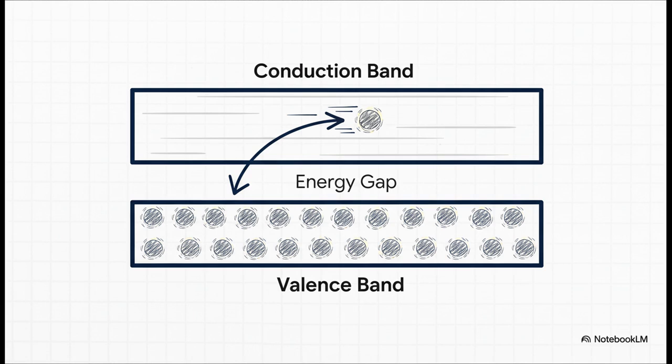The valence band, think of this as the home band. It's where the electrons normally hang out, holding the atoms together. Then, above that, you have the conduction band. This is the express lane, the superhighway. If an electron can get enough of an energy boost to jump up into the conduction band, it is totally free to move and create an electric current.